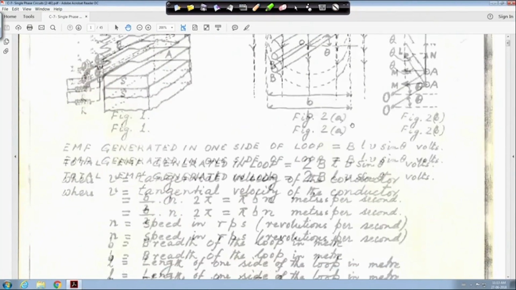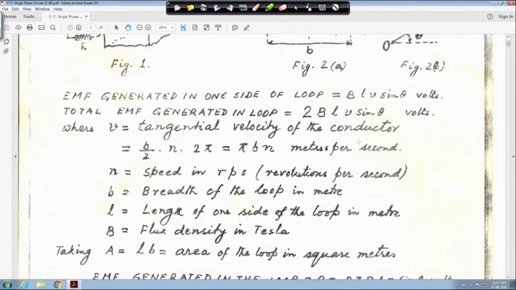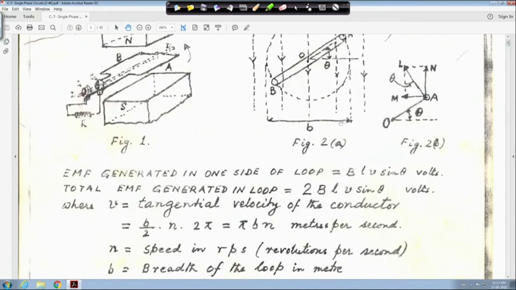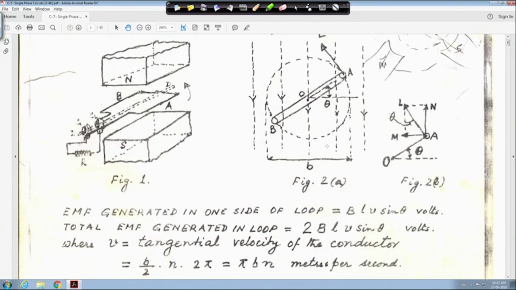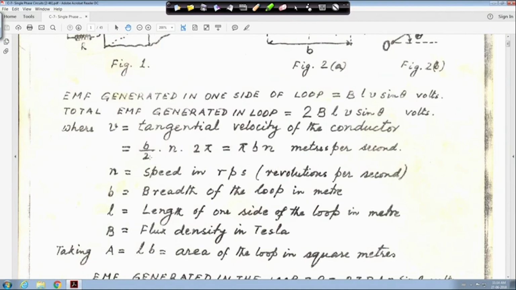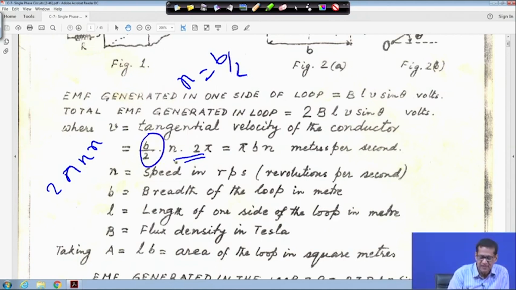So, in this case, V is the tangential velocity of the conductor. So, it will be B by 2, that is the radius. B is the breadth, basically when it is revolving it is actually the diameter. So, B is equal to the diameter, and B by 2 is the radius. So, V is basically 2 pi n r, and r is equal to B by 2. So, that is equal to pi B n meters per second, this is your tangential velocity.